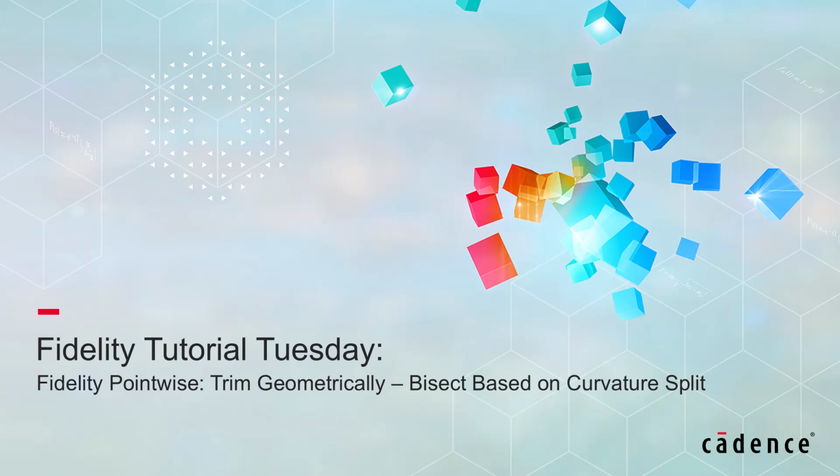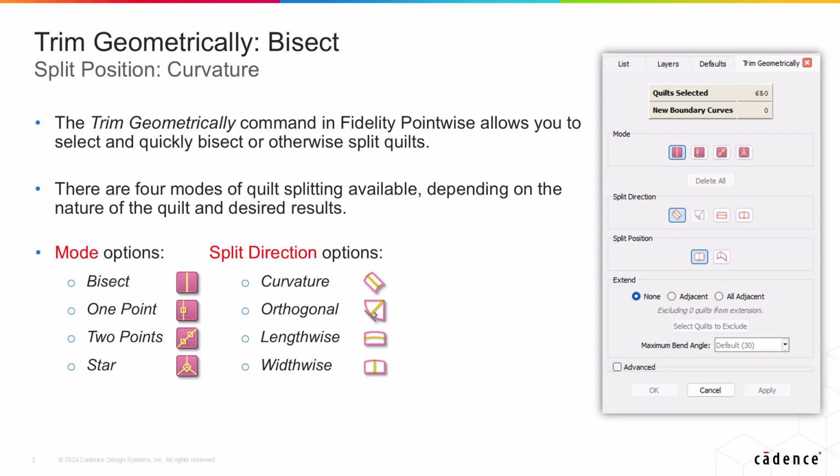Today we're going to talk about a new split position option for the bisect mode of the Trim Geometrically command. The Trim Geometrically command in Fidelity Pointwise is a great CAD pre-processing tool that allows you to select and quickly trim quilts. There are instances where the user would like to have control over their specific meshing parameters and characteristics in certain areas of the geometry.